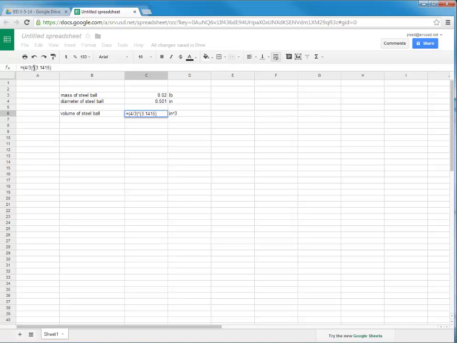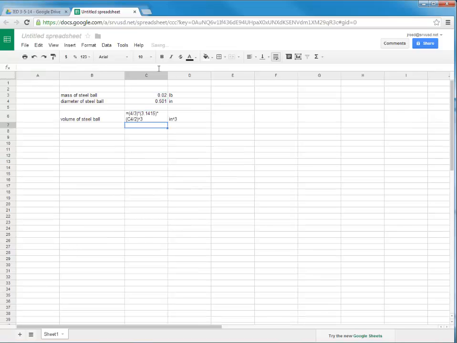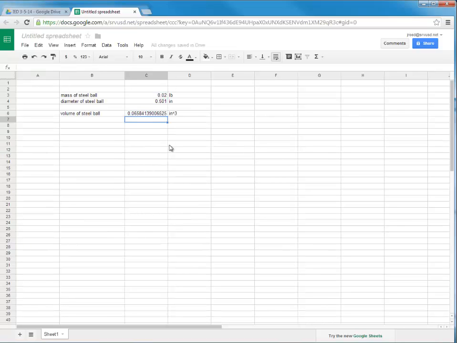And you can see it's up here in the function window. And now I need to multiply this whole thing by the diameter over 2. But the diameter, I'm going to just click the location of the diameter in the spreadsheet. It's C4. So if I click there, I see C4 up there. And then I'm going to divide that by 2. And then finally I'm going to raise it to the 3rd power. Use the caret, which is the little triangle. And if I hit enter, it should think for a minute and then give me an answer. And this is in fact the right answer.